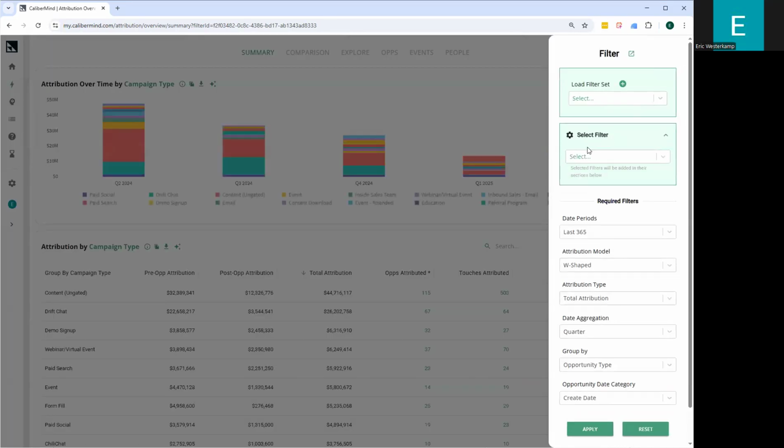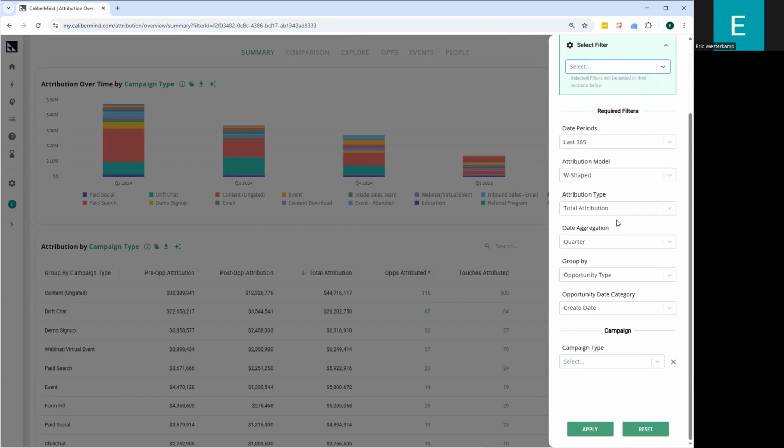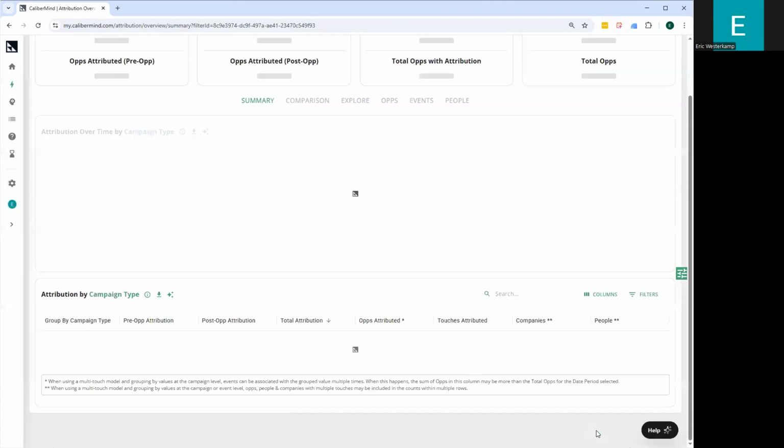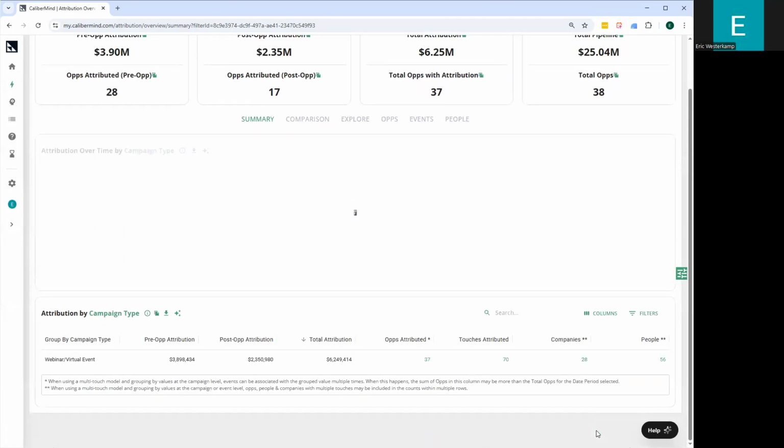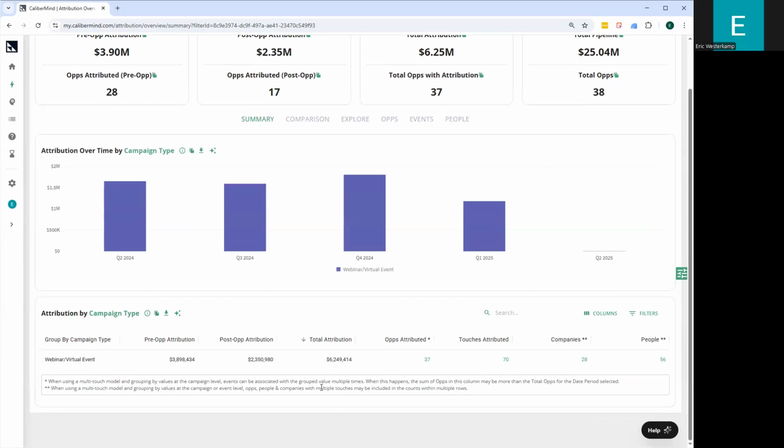I'm going to go over here. I'm going to take that campaign type filter. I'm going to add it. And then I'm going to go select that webinar type down here. And now I'm filtering all the attribution specifically down to a webinar. As you can see, I'm now seeing that across time.